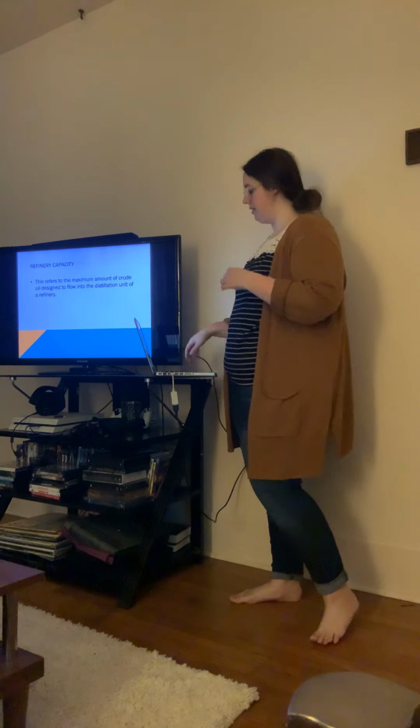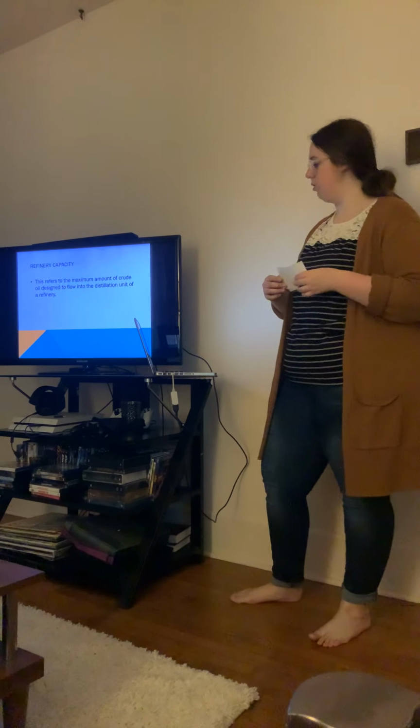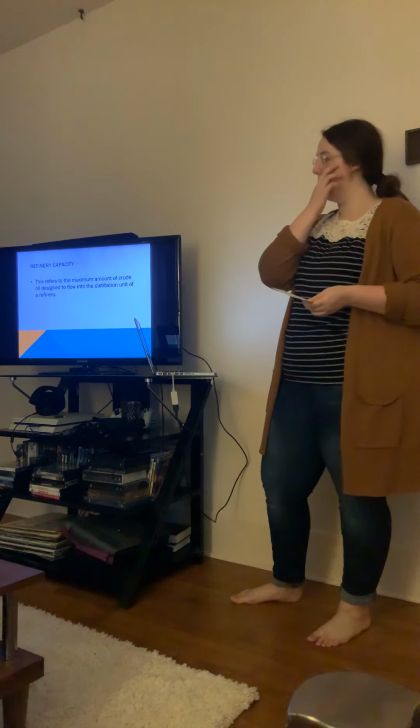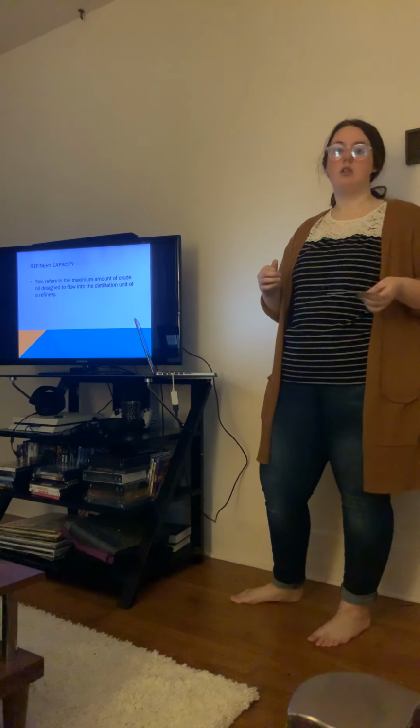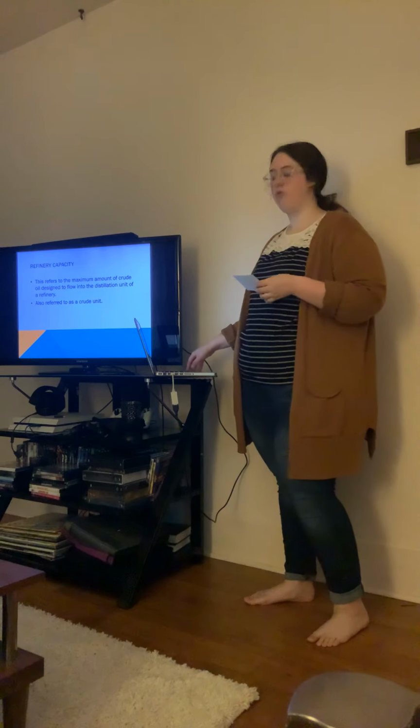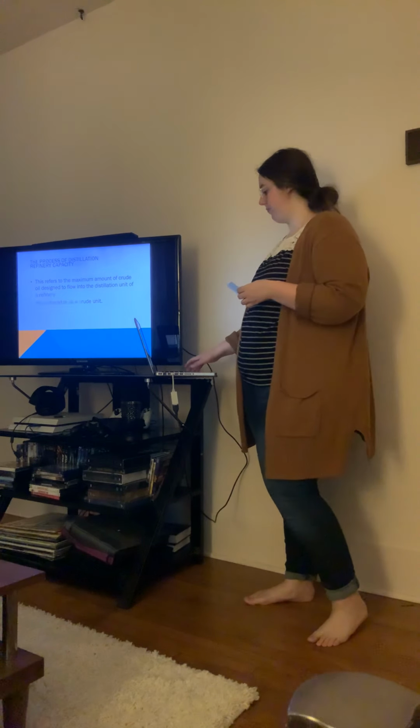Refinery capacity refers to the maximum amount of crude oil designed to flow into the distillation unit of the refinery. So basically, each refinery has a capacity that they have to meet. And then it's also referred to as a crude unit.